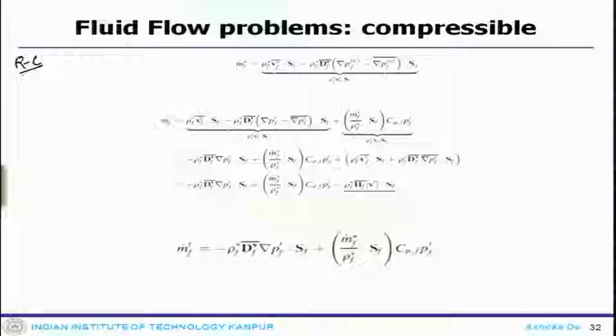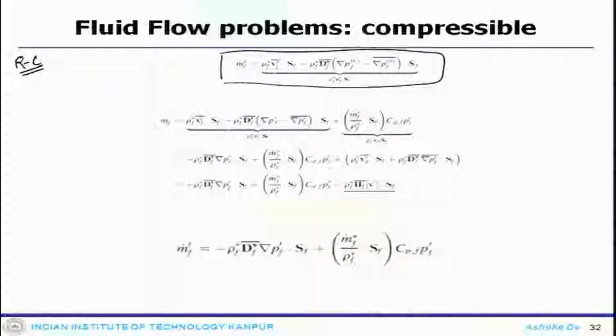Similarly, Rhie-Chow interpolation is applied, and the mass flux at the cell face can be obtained like rho f star v f star bar dot s f, which is equivalent to rho f star v f star dot s f. Here m f prime is rho f star v f prime bar dot s f minus rho f star d f, the pressure correction equation, and then one contribution comes from the C p. If you do the algebra, finally you get this expression.